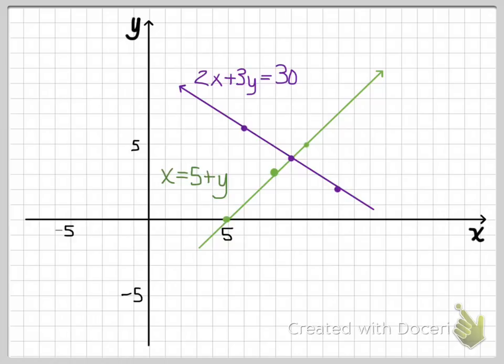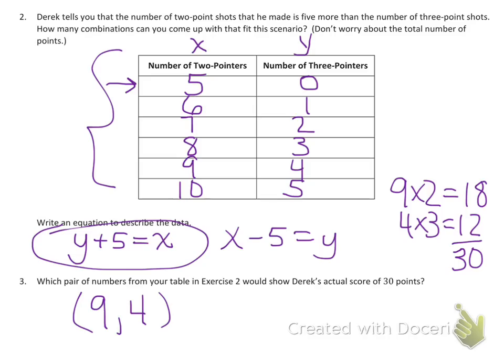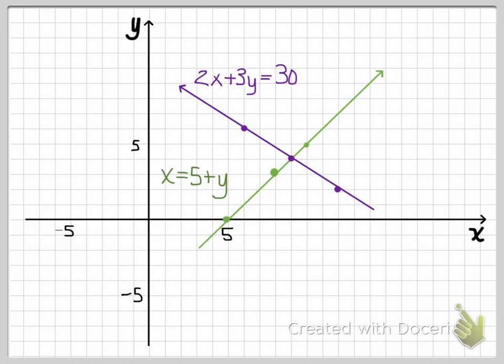So you might notice that their point of intersection is actually where x equals 9 and y equals 4. And if you'll remember, that was what we decided was the solution to both of those rules or situations there. So this shows that you can solve a system of equations by graphing.